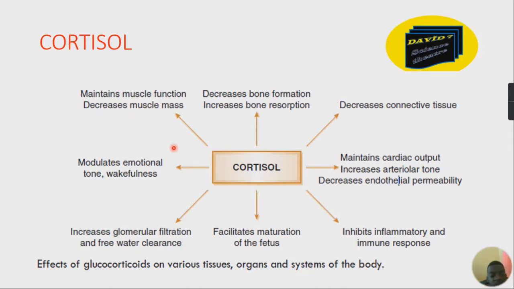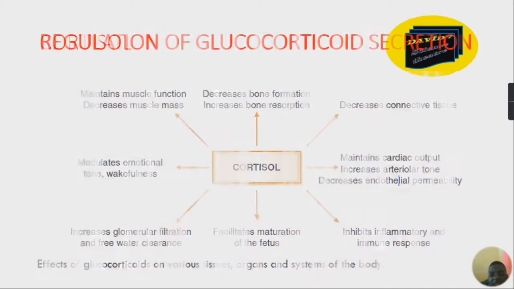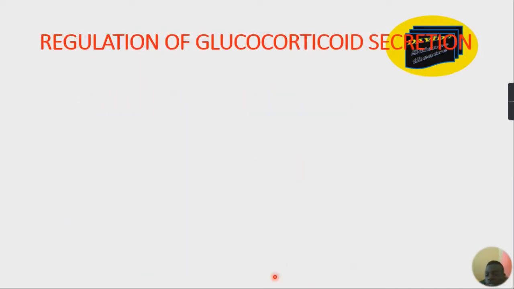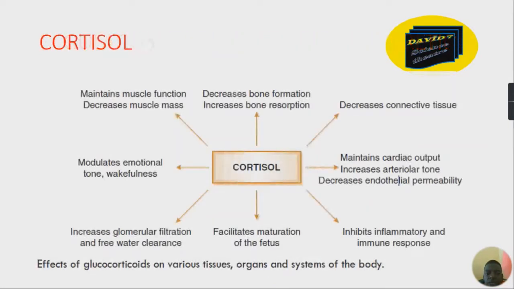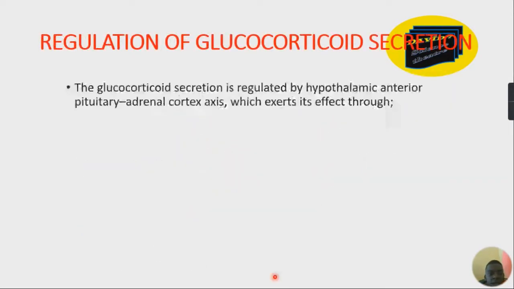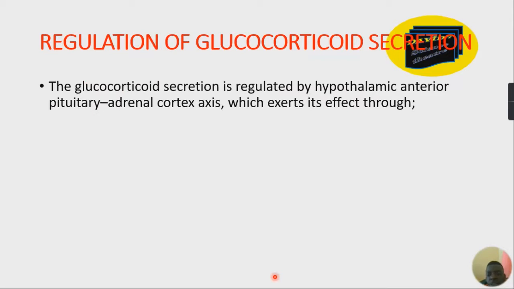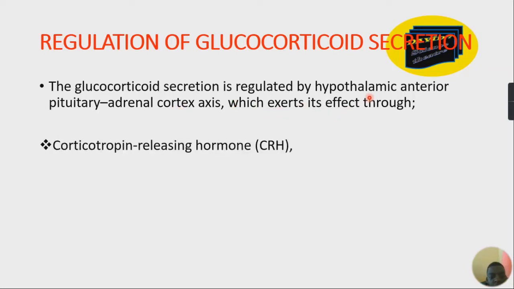All right, let's continue. Those have been the effects of glucocorticoids on various tissues, organisms, and systems of the body. So let's talk about regulation of its secretion. Secretion of cortisol, as you can see, is regulated by this axis of hypothalamus, adrenal hypophysis, and adrenal cortex, which exerts its effects through the following. One, we have corticotropin releasing hormone. This is from the hypothalamus.